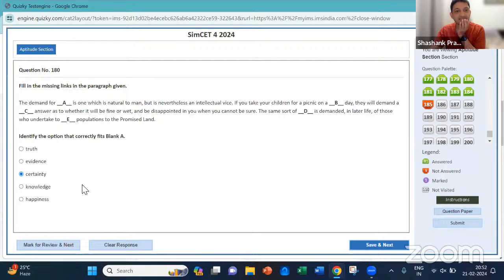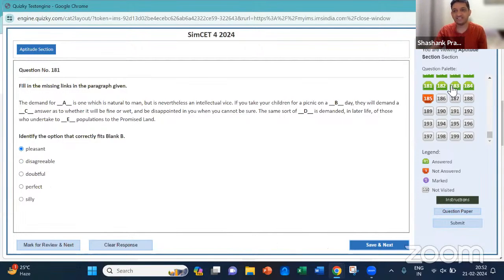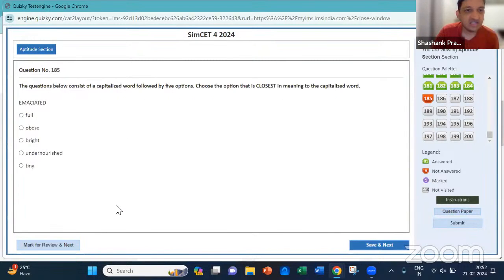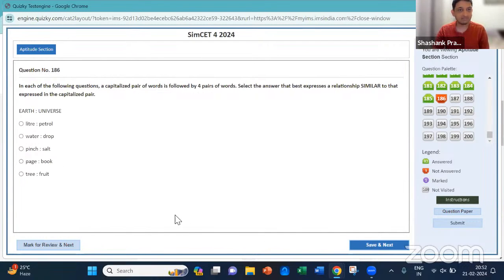What is an intellectual vice? Evidence. ठीक है. I'll go for this. Let's see. I was not sure of this. देख लेते हैं. Emaciated is weak. Undernourished. Yeah. So emaciated. Masha is mass, muscle. So emaciated is devoid of muscle.